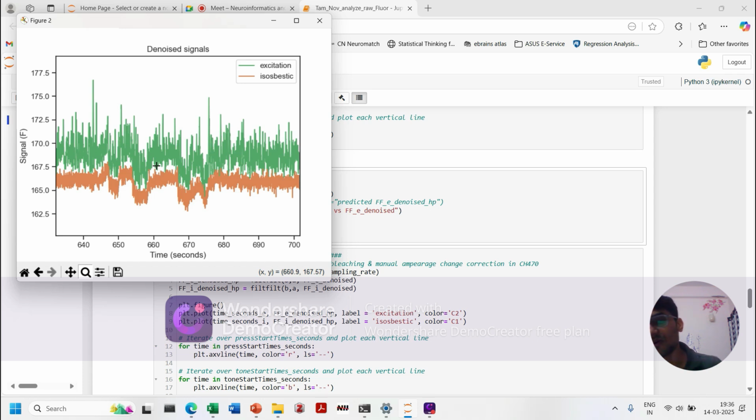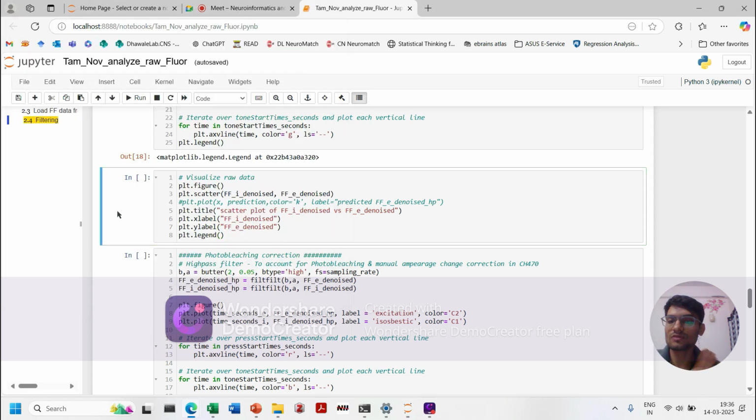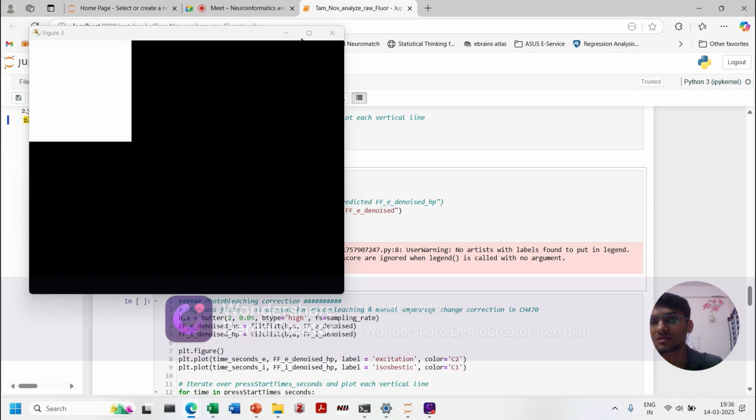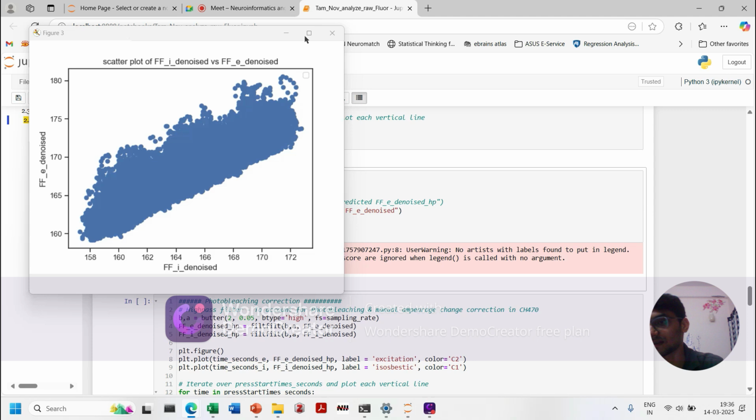But for now, instead of applying the high pass filter, I will just visualize the raw data first. Visualizing raw data means I am trying to figure out if there is any way in which we can see a correlation between the excitation signal and the isosbestic signal. Basically, the signal that is of interest to us and the control signal.